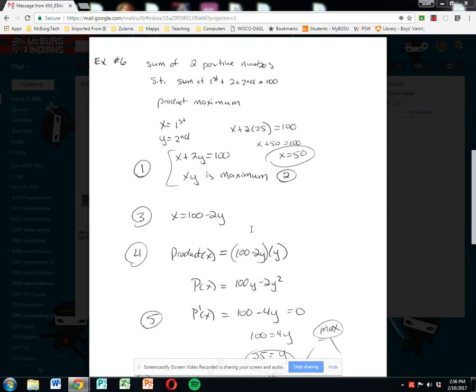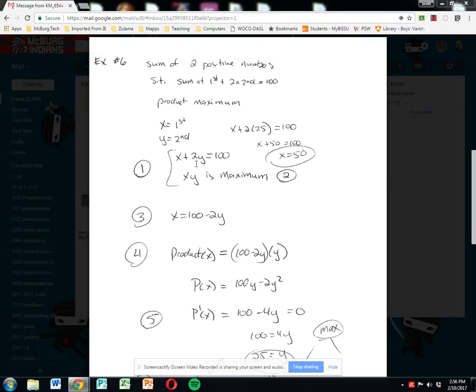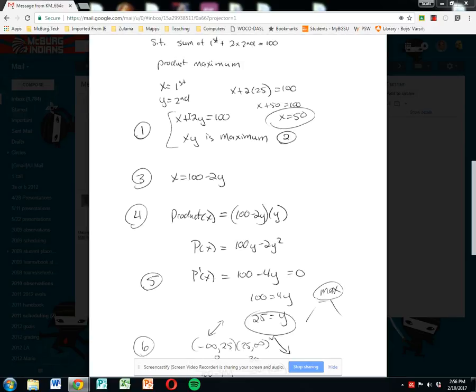Okay, find two positive numbers such that the sum of the first and 2 times the second is equal to 100, and the product is a maximum. So step 1, come up with two equations. One, the first plus 2 times the second one, the sum is 100. We got that down. And the product, xy, is a maximum. So here's step 1, write it down. Step 2, figure out which one you want to maximize. Step 3, you're going to take the other equation and solve it for one of the variables.